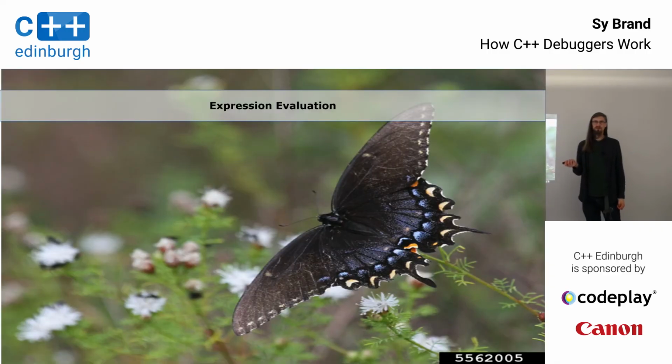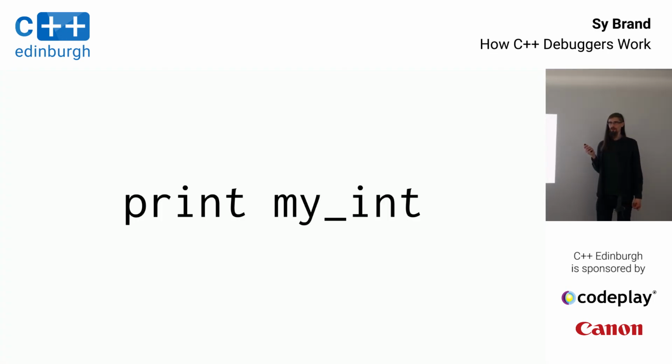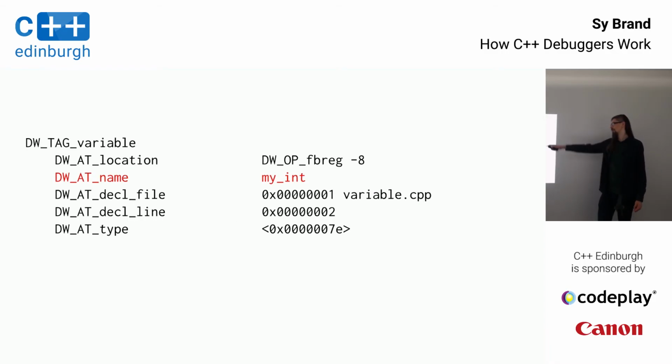Expression evaluation. So this is quite cool. If you want to print an integer, we have a myInt inside your program somewhere, and you want to know the value of it. Well, this is reasonably easy because we know how to read memory, and we have debug information to tell us where variables live. So we can look for variables with the name myInt, and we can see, okay, well, this lives at an offset of -8 from my frame, in my stack frame.